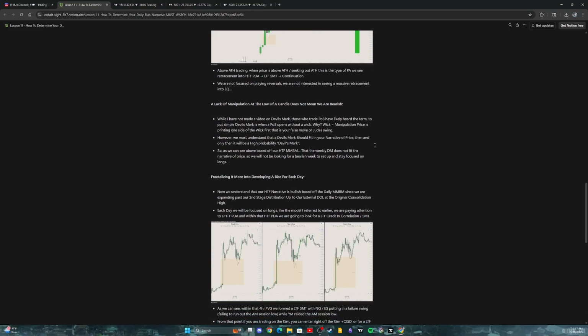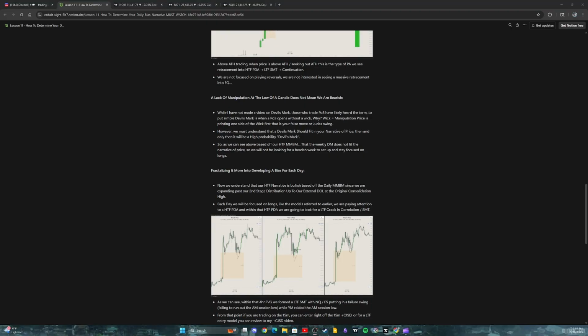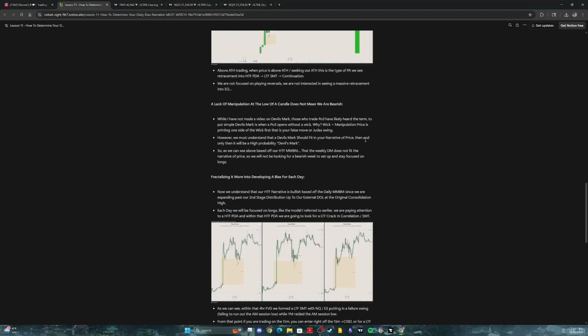So now moving on to fractalizing your weekly Power 3 into each individual daily Power 3, how we're actually going to go about taking trades within each day, how we develop a bias going into each day based off of our higher time frame market maker model, and how we're going to take trades based off of that. So based off of our higher time frame, our daily market maker buy model, we understand that the higher time frame narrative is bullish.